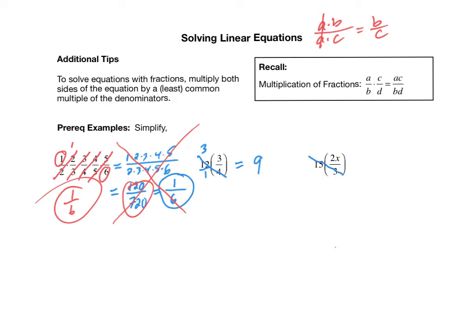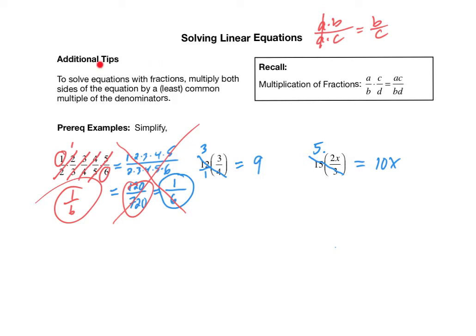So 15 thirds is 5. So we're left with 5 times 2x. 5 times 2x is simply 10x. Now that we've looked at how to efficiently multiply fractions, meaning divide out common factors first, we can now actually get to solving linear equations that have fractions in them.